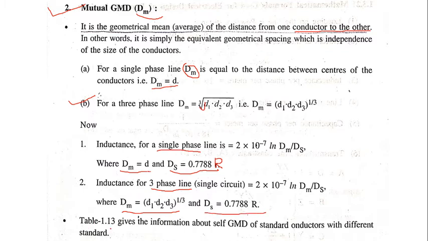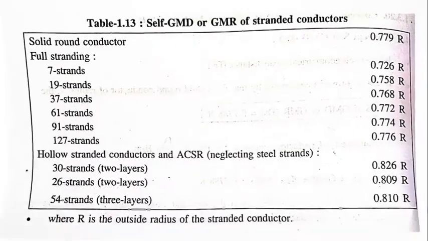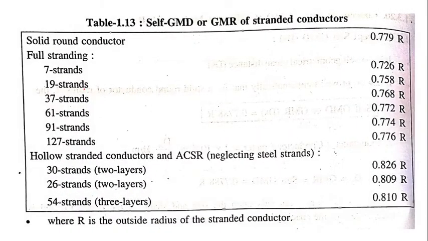Let's see table 1.13, which gives the information about the self GMD of standard conductors with different strands. Here is the table of self GMD or GMR of stranded conductors. For the solid round conductor we can take 0.779 R. For the 7 strand, the value of GMR is 0.726 R. For the 19 strands it is 0.758 R, and so on.